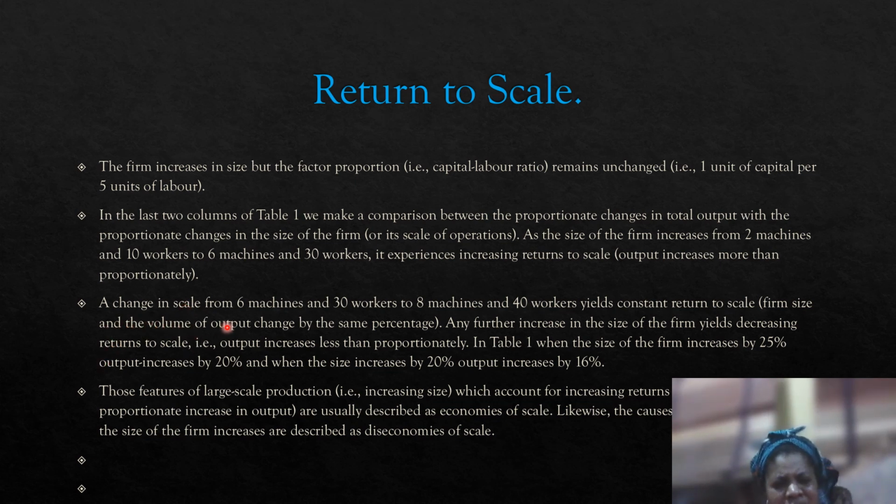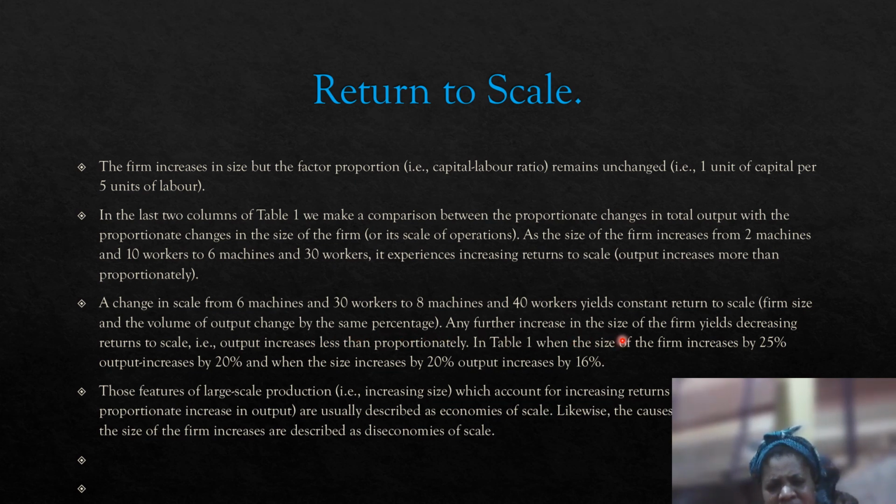Again, a change in scale from 6 machines and 30 workers to 8 machines and 40 workers, on the table we looked at in the previous slide, yields constant return to scale. Firm size and the volume of output change by the same measure.